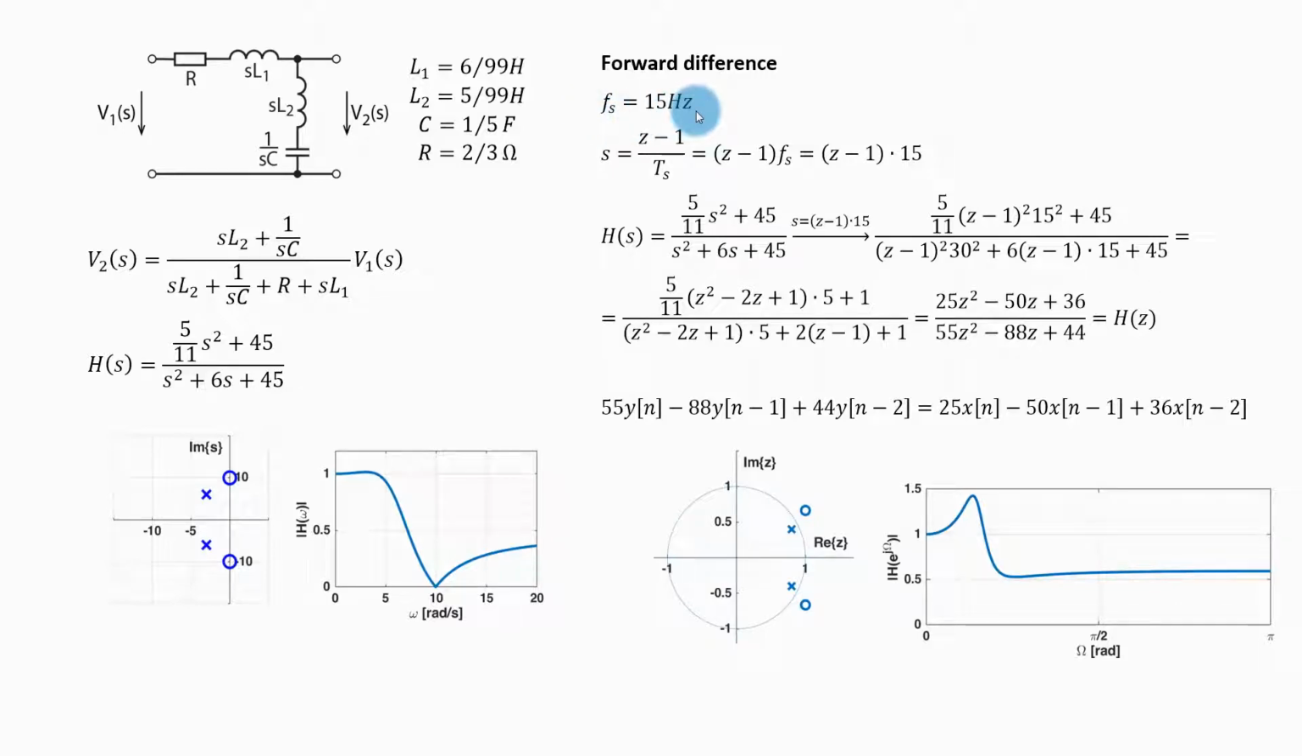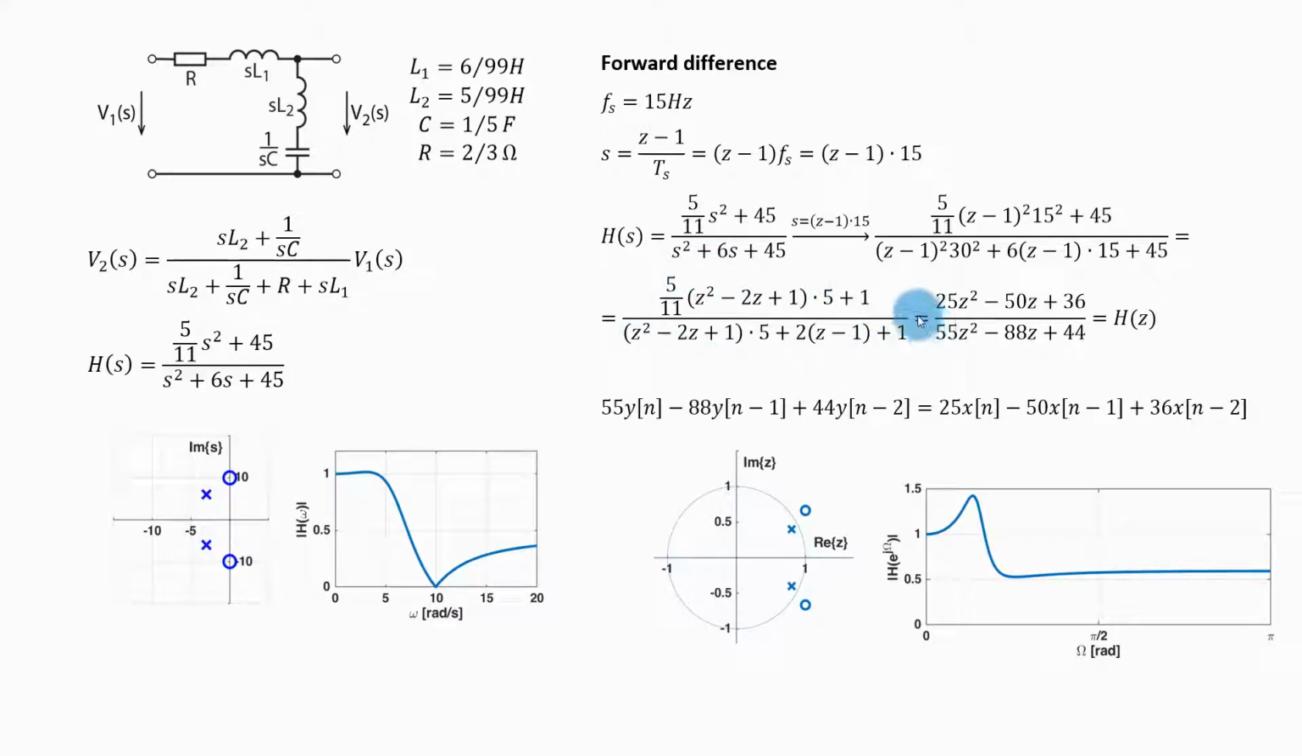Now for the forward difference, I need to substitute this expression for S in the transfer function. When I express this using the sampling frequency, I will get this, and when I substitute for the sampling frequency, I will get this. So this is my transfer function, and I will make this substitution, which will give me this. In this fraction, I can divide both the numerator and the denominator by 45, and I can also expand this square and this square. That will give me this.